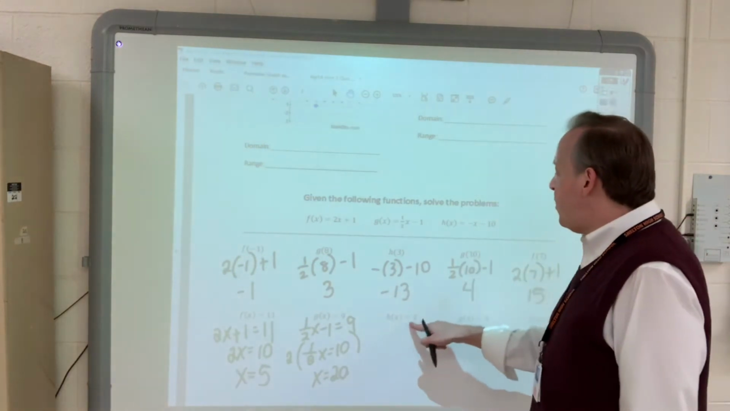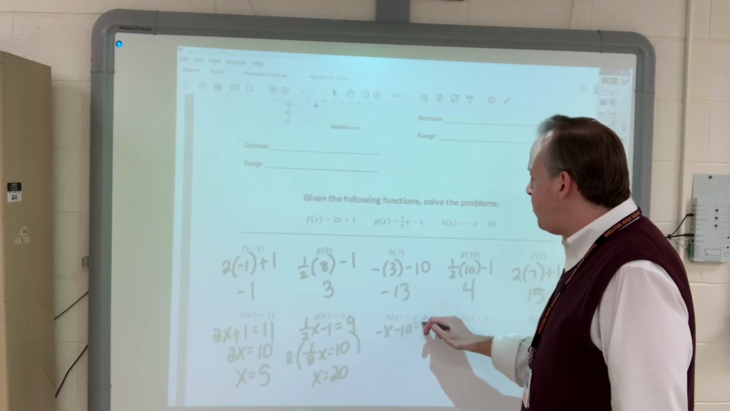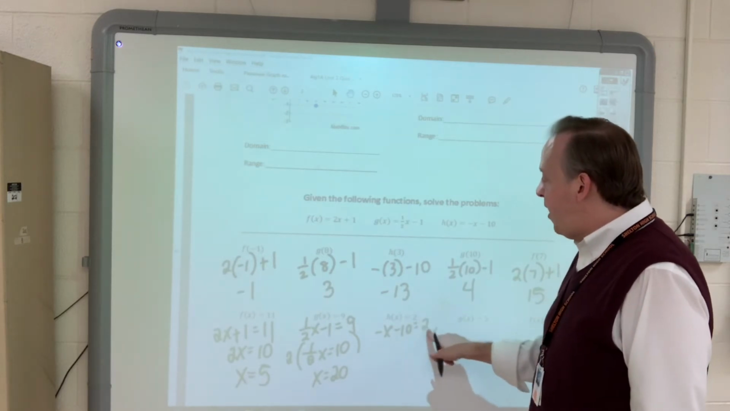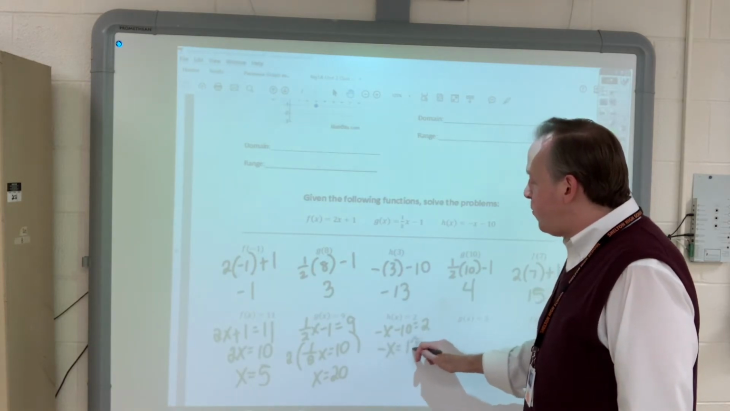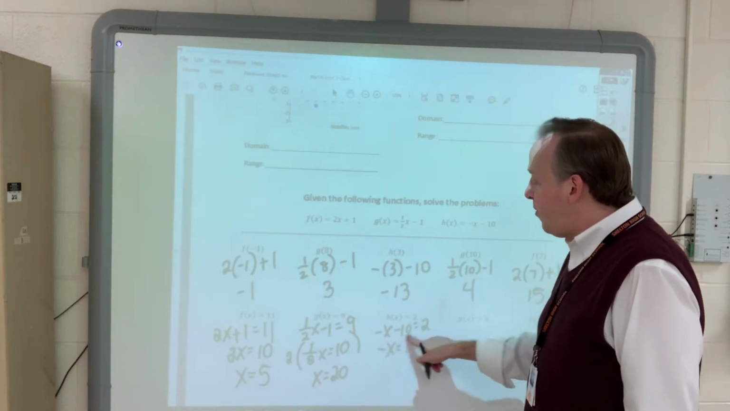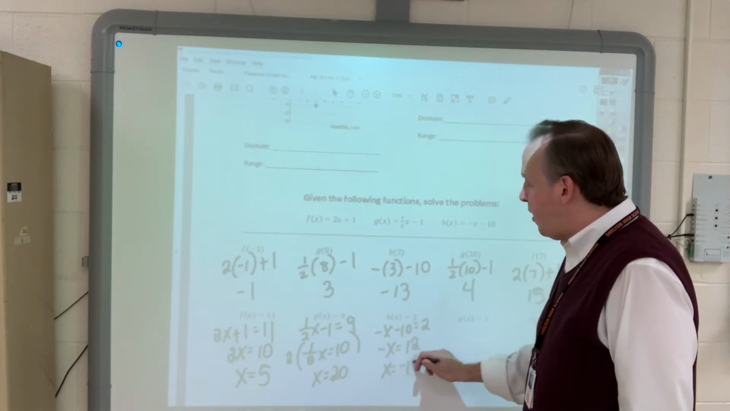H of x equals 2. Well, that means -x minus 10 equals 2. Add 10 to both sides. -x equals 12. Divide both sides by -1. X equals -12.